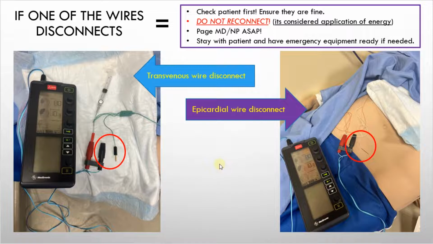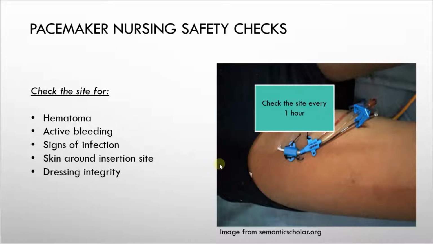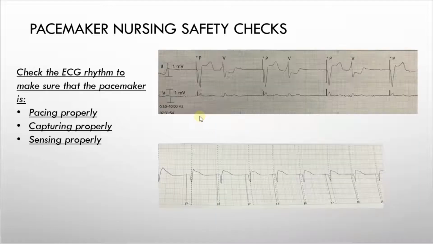Now we have started with our checks with the machine, we moved to the wires, and now we're going to move backwards to the patient site. On the site, make sure that we also check the dressing, check for hematomas, active bleeding, any signs of infection, skin around it, and dressing integrity. Especially for our transvenous pacers, make sure that you check for hematomas. An expanding hematoma can lead to a vasovagal response where the patient's heart rate and blood pressure can drop significantly, leading to a symptomatic event for a patient.